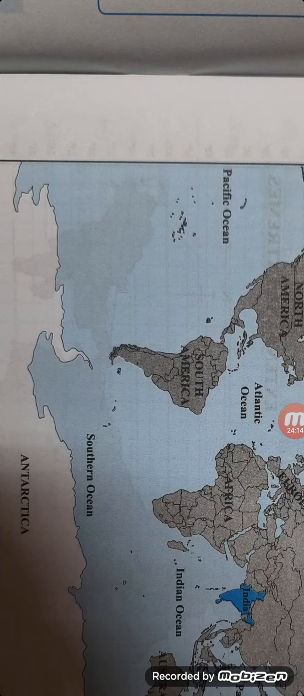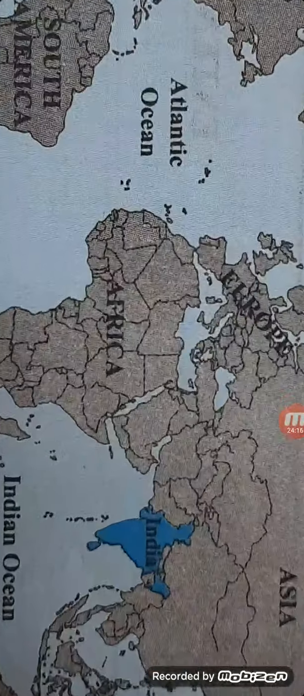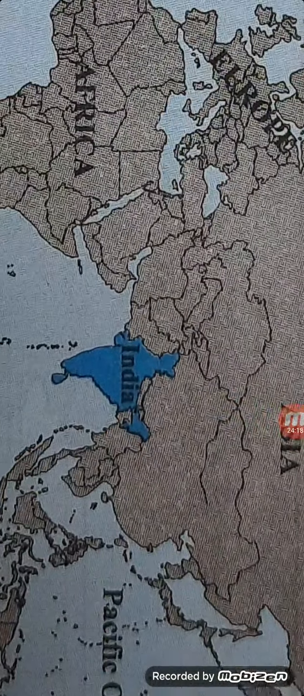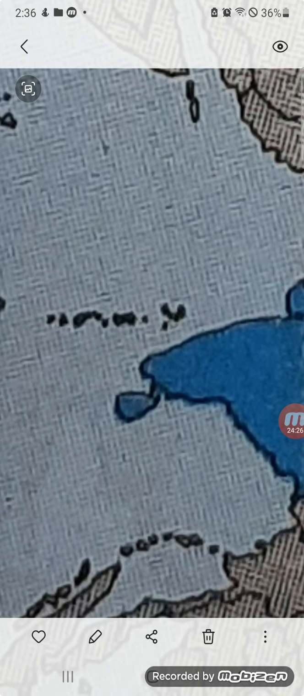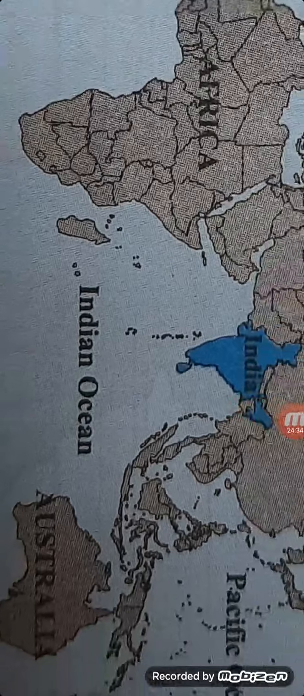This is a map of the world, and this is India, in the south of Asia. On this side you can see Sri Lanka. I can't zoom in more, sorry. We can see Sri Lanka, Pakistan, Afghanistan, Iran, Iraq, Saudi Arabia. This ocean is called the Indian Ocean, and this part is called the Bay of Bengal. Let's go further.